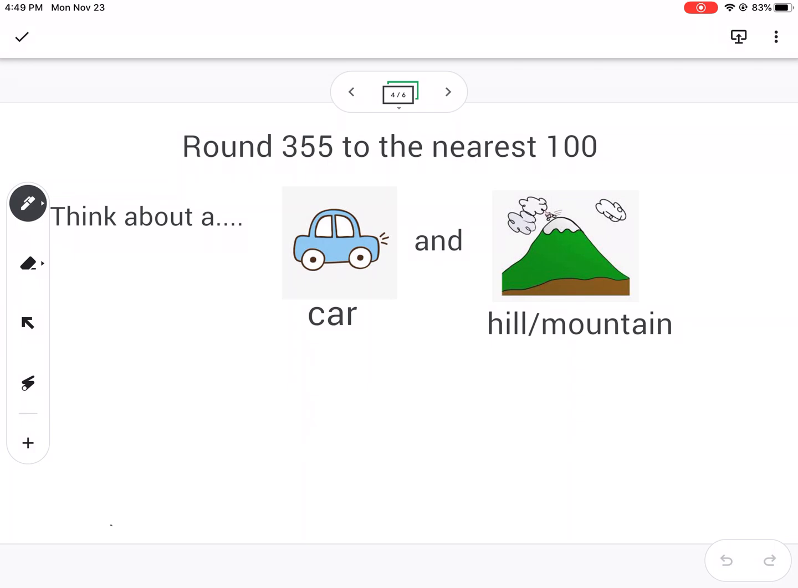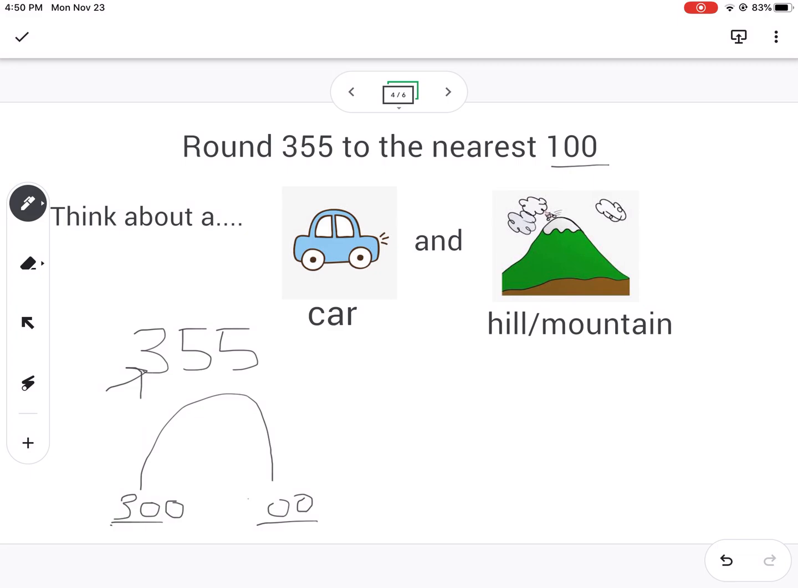355 rounded to the nearest 100. So I guess you know what I'm about to do. Let's get 300 up there. Get my mountain. My two friendly hundreds. You know it's going to end in zeros. And my first one is right here, 300. And jumping 100, I'll be at 400. In between 300 and 400 is 350. Ooh, that's really close to 355. 355 is just about here.